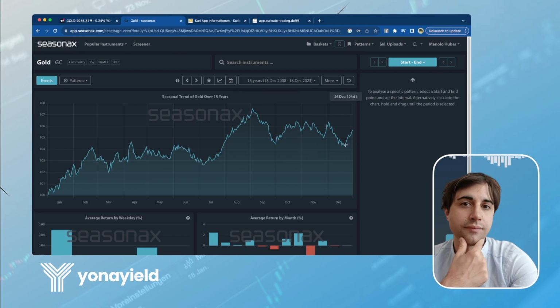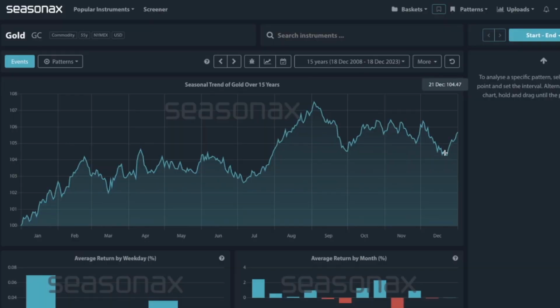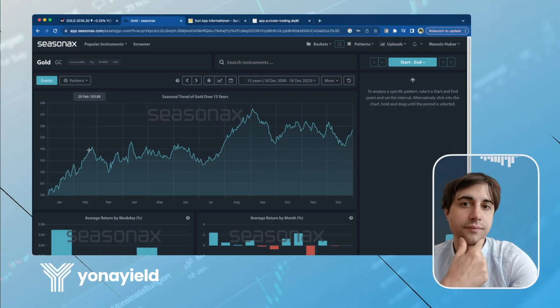But as you guys see in the seasonality, basically around the 22nd, it would be nice to buy it. So that would be 2 more days from now, and then, like I said, to hold it until kind of mid-February, or mid or end of February.